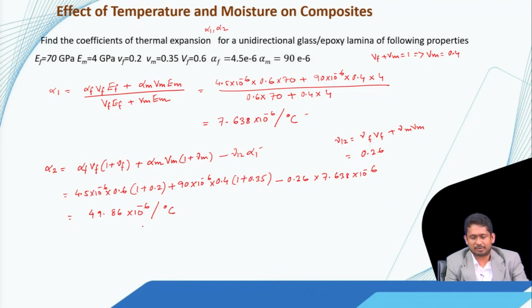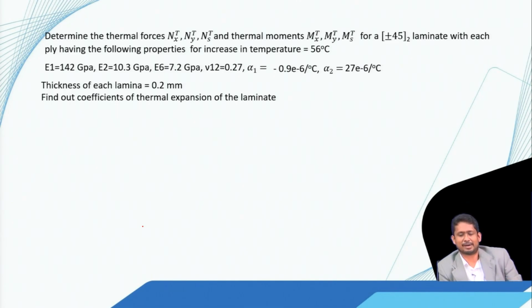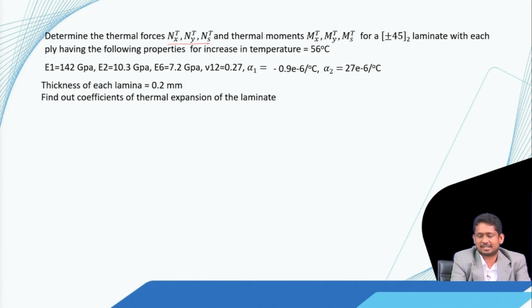So, here we were given the properties of the constituents, and from there we found out the equivalent properties. So, it was an example from micromechanics. Then we will do some example from macromechanics. Here we have to find out these NXT, NYT and NST and MXT, MYT and MST, and also the coefficients of thermal expansion of the laminate. That means we have to use the theoretical discussion that we had in the last class.